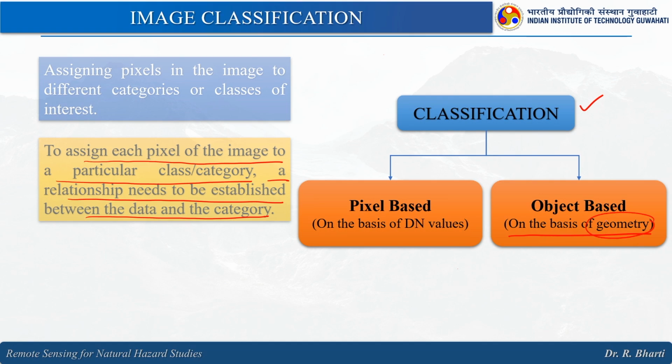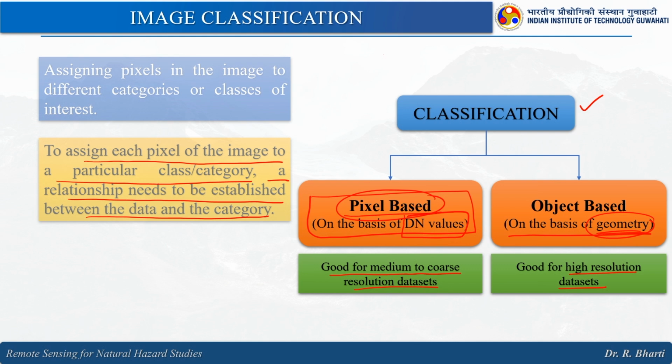So, we can use the geometry as one of the training parameters to classify my image, but most of the time we have moderate or coarse resolution images. In that case, pixel based classification is done, and here we are using the DN values, not the geometry. Geometry is used in case of high spatial resolution. So, pixel based is good for medium to coarse resolution data sets.